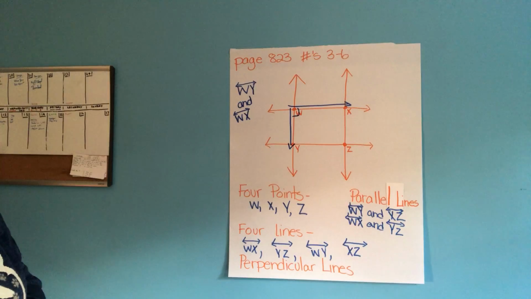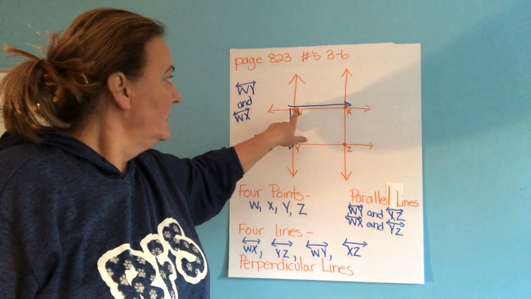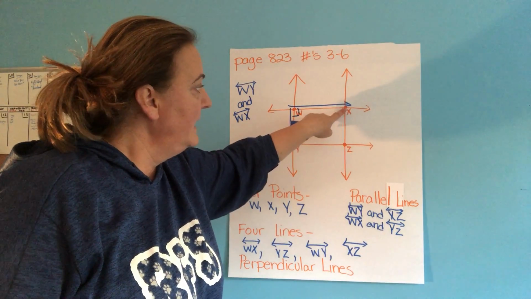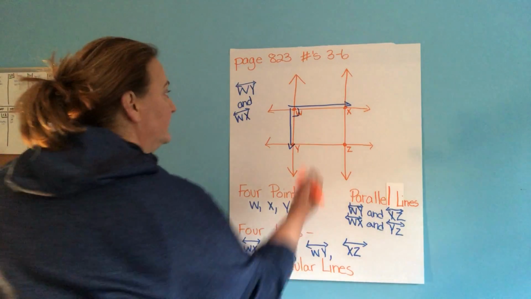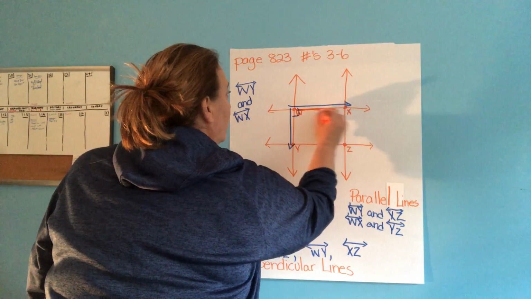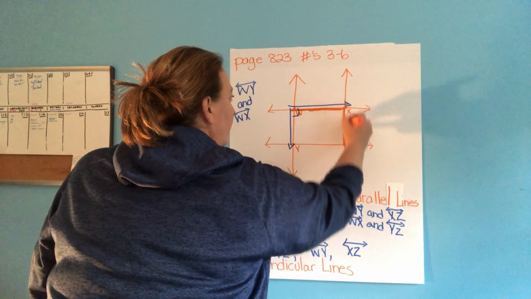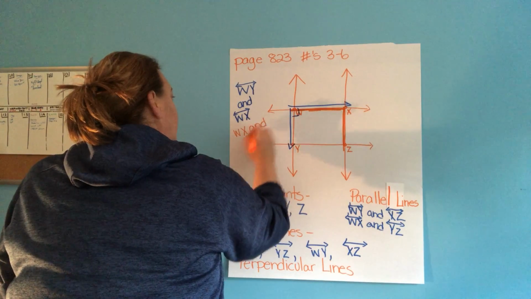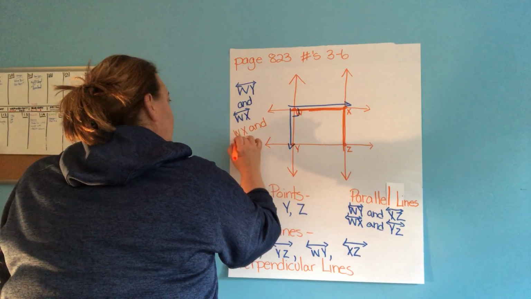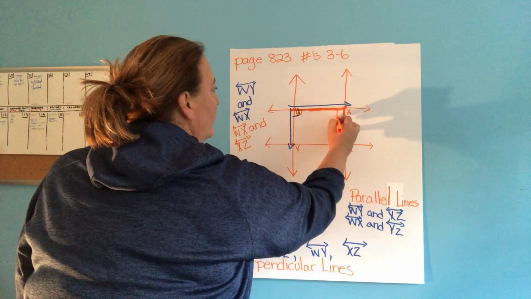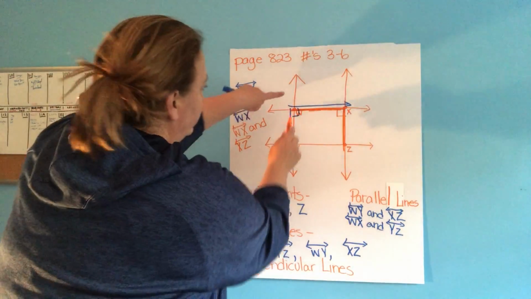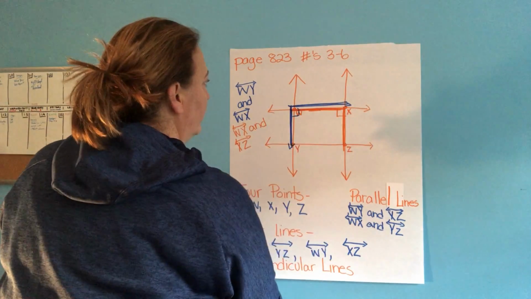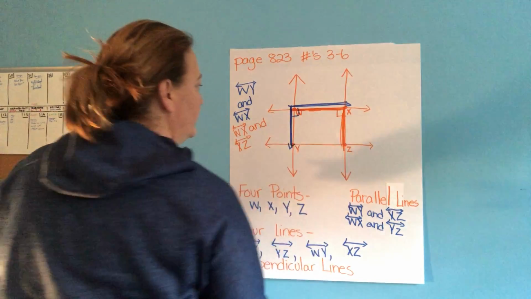All right, the next one is WX and XZ. So that would be, I'm just going to make it a little thicker, WX and XZ. And they form your right angle right there. So here you have one, perpendicular, and then you have another one this way. So look for your upside down L's.